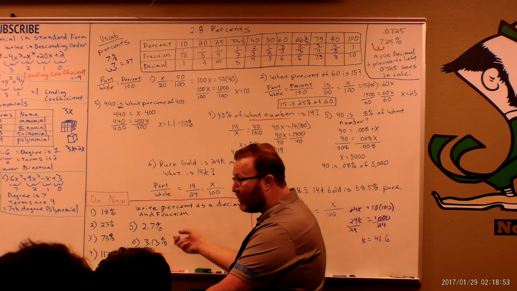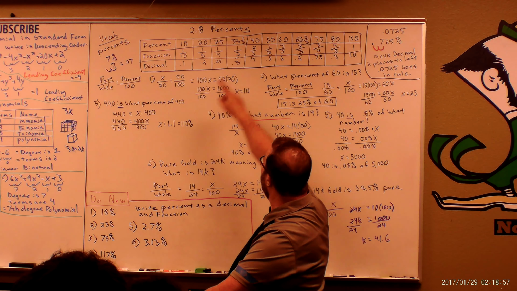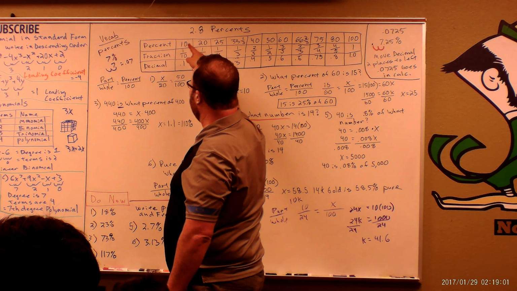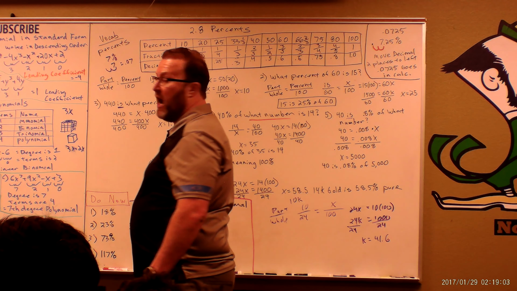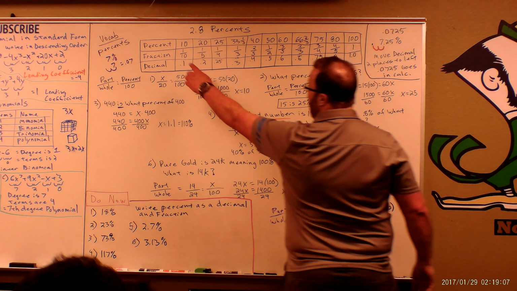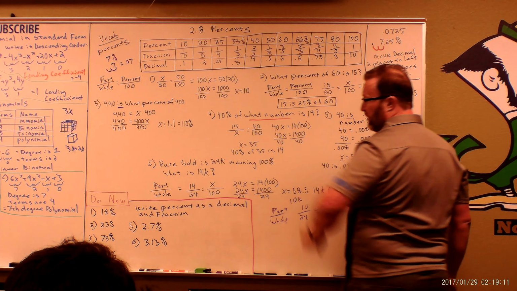So your do now is super, super easy, right? You're just moving decimals and then writing as fractions. You have a table to help you out. Here's your percentage, how you write it as a fraction, how you write it as a decimal, okay? If you notice, as a fraction, you're just dividing it to get the fraction.